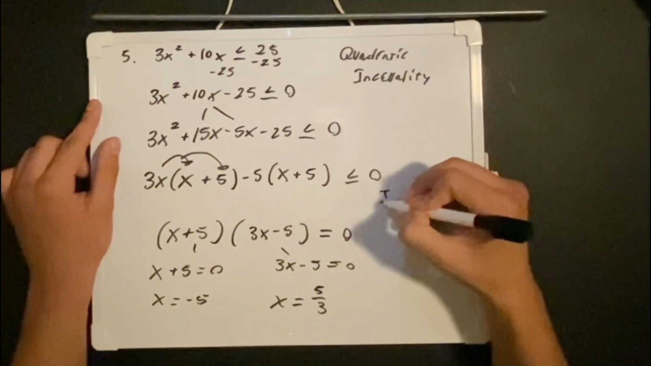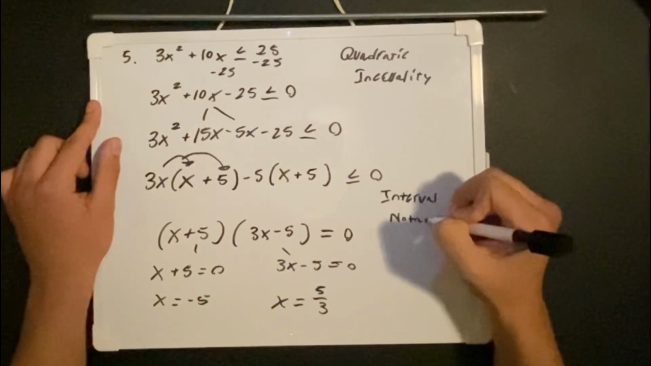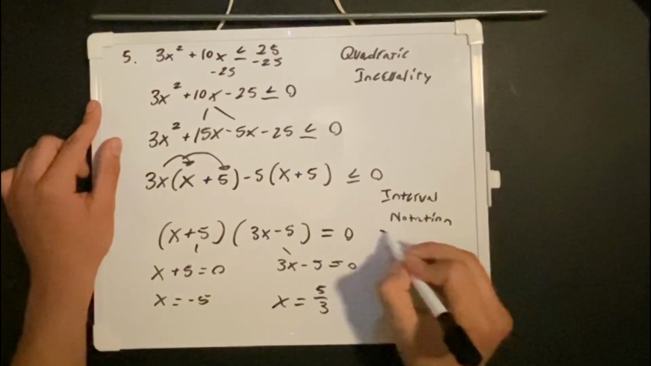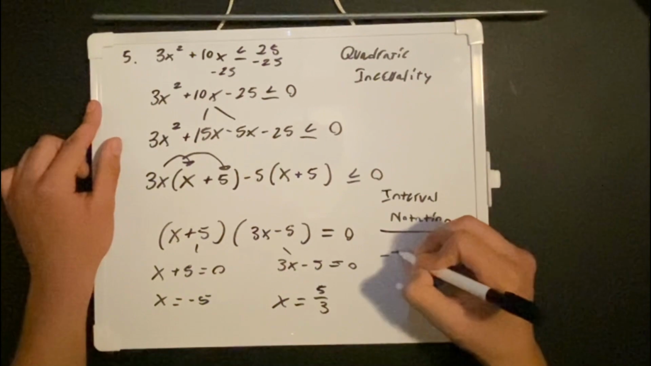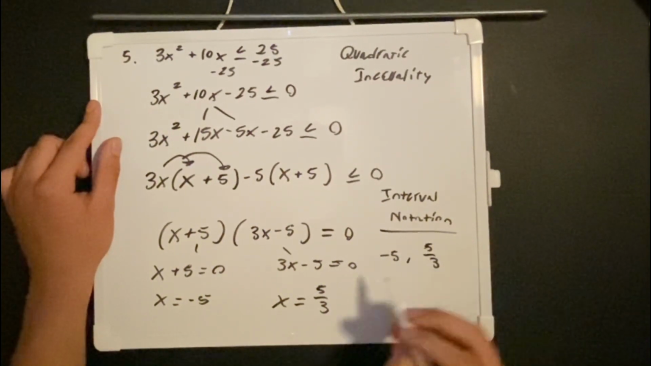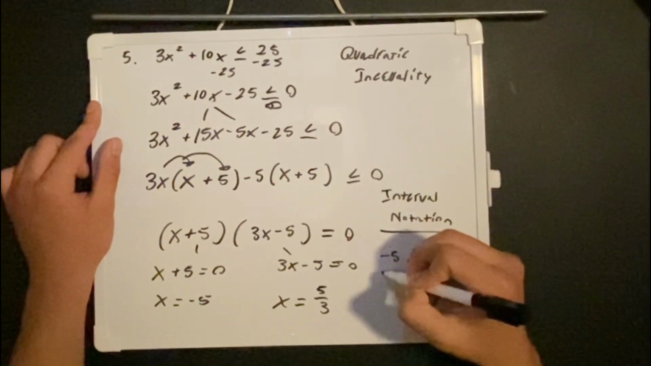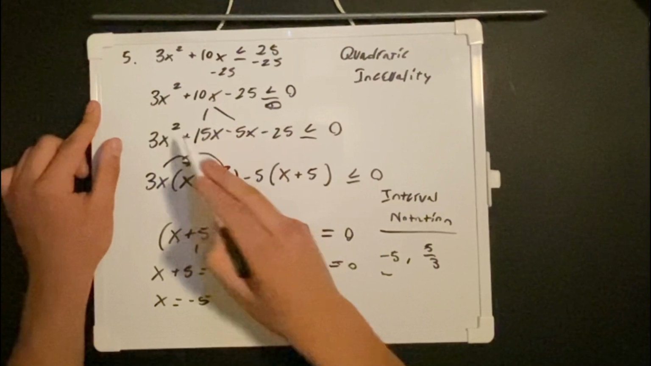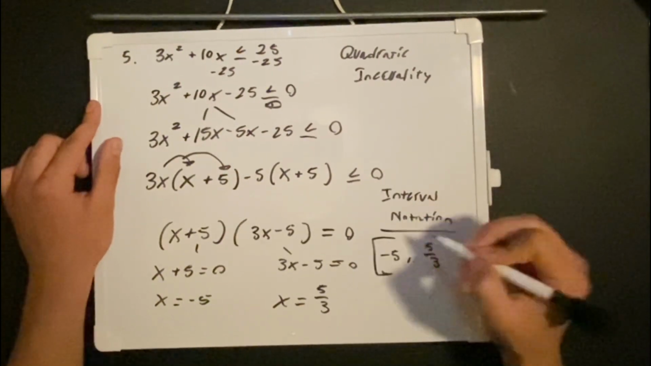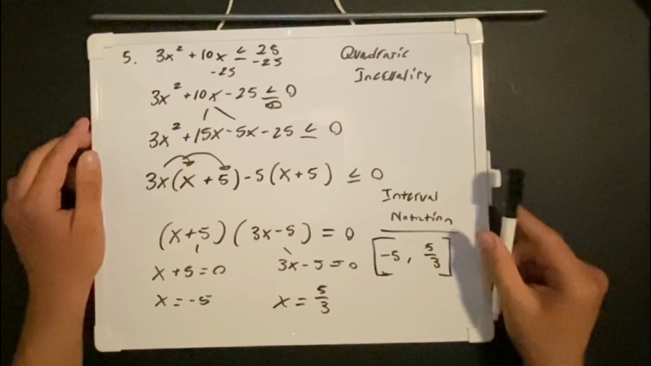Then for interval notation, in case you haven't caught on, this is quite important. You have your least value, your greatest value, and you need to figure out if they're included or not. And since x is on both sides or on one side, at least both values will be included, and that is for our interval notation.